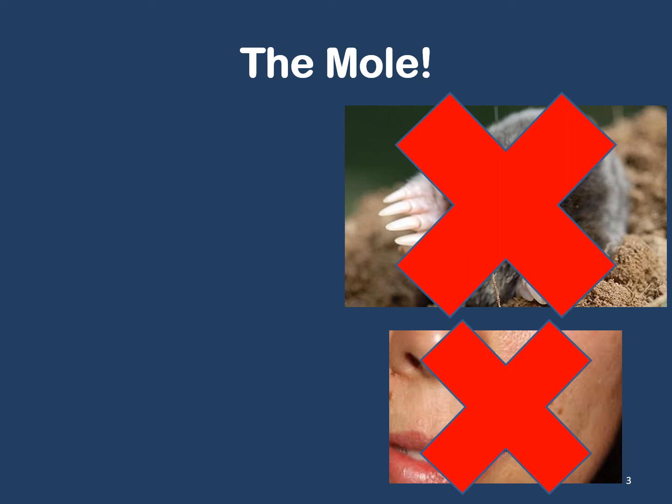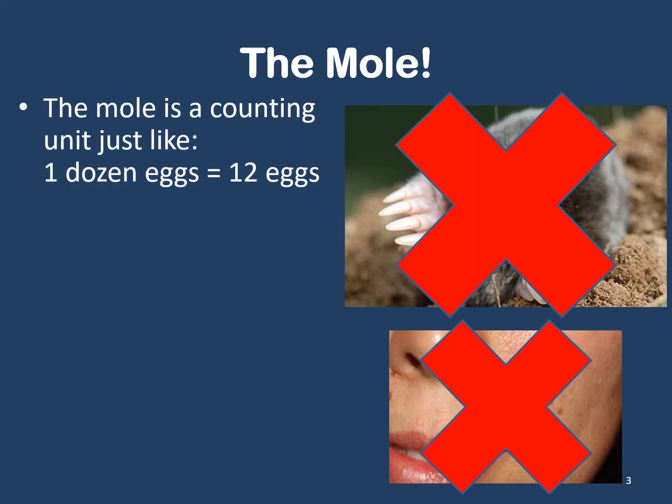It's not those. At least, when we talk about it with respect to chemistry, we're not talking about those. The mole is a counting unit in chemistry. And what is a counting unit, you might ask? Well, the word dozen is a counting unit. Dozen hopefully should reflect 12 for you.